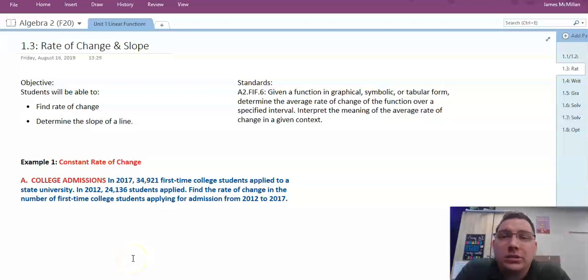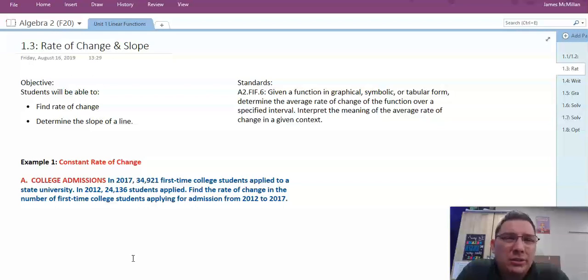Hey there, y'all. Today we're going to look at 1.3 on rate of change and slope. Our objective for this lesson is that you'll be able to find the rate of change and determine the slope of a line. In FIF 6, that's the standard we're looking at, we're going to determine the rate of change of a function over a specified interval and interpret the meaning of it in a given context.